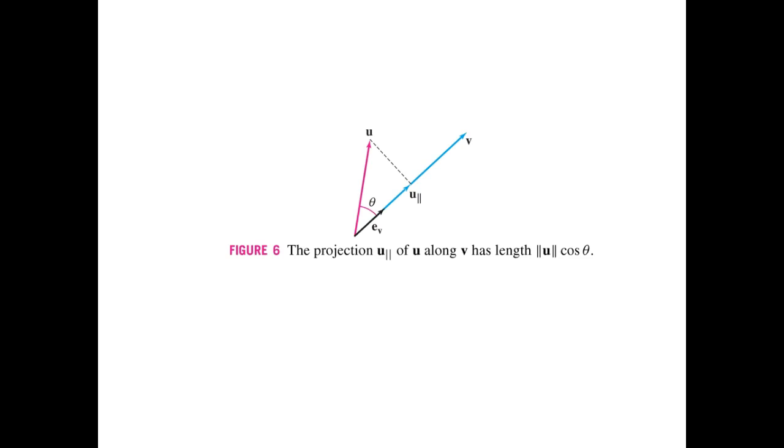Now, they throw in something else here. Anyone want to hazard a guess what this represents? E sub V. That's the unit vector in the direction of V. Now that has nothing to do with U at this point, except that you can express this U parallel as some multiple of that unit vector.